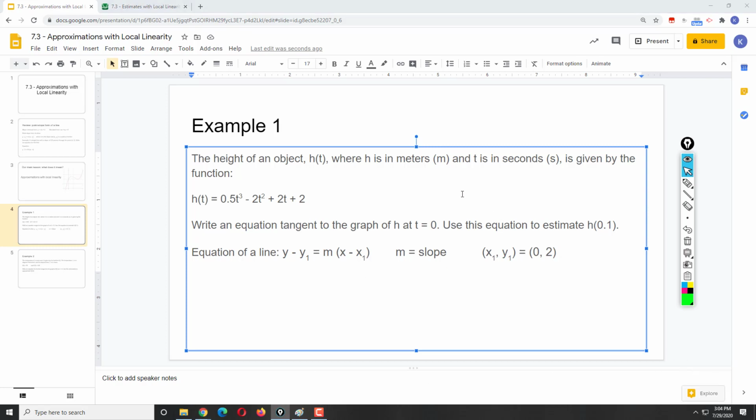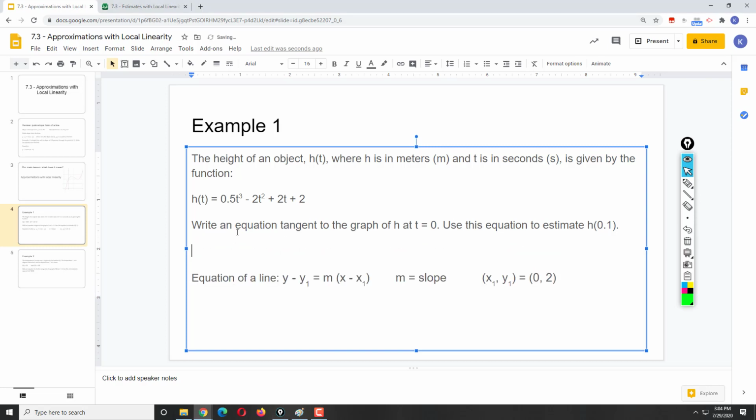How do we know 0, 2? Because we're using t equals 0, and we know that h of 0 is 2. How do we know? Well, h of 0 is equal to 0.5 times 0 cubed minus 2 times 0 squared plus 2 times 0 plus 2, which is 2. So our point is 0, 2.